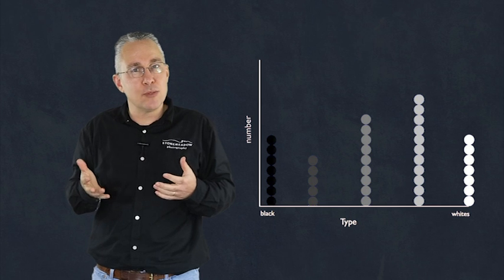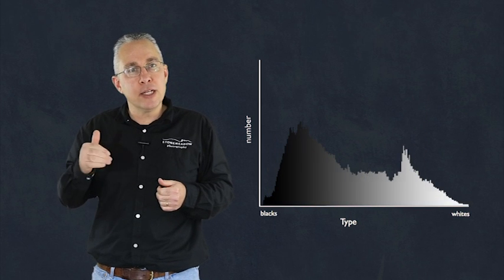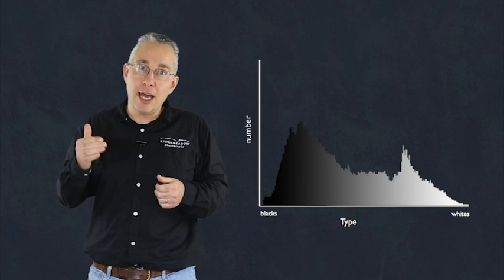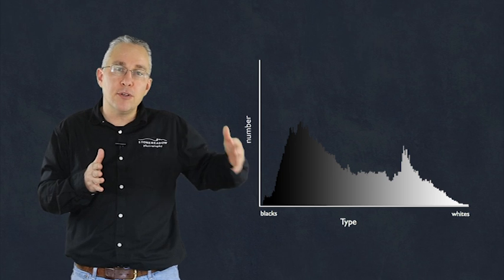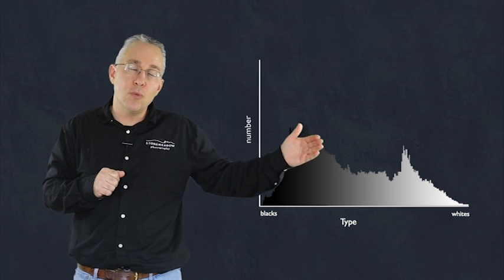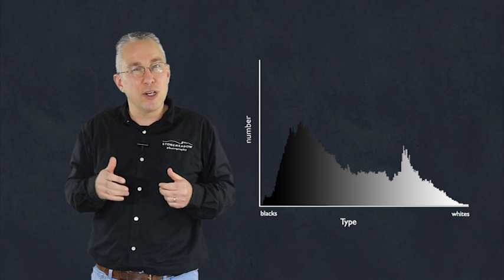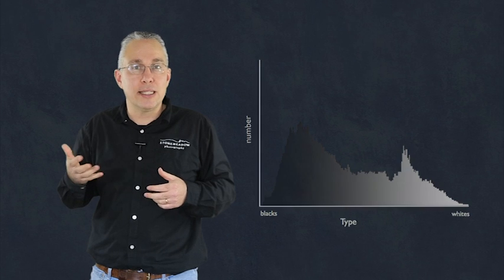And that in essence is what a histogram is. It's a record of how many pixels I have of each shade of grey, starting from the black to the white. To be more correct, it's actually talking about the luminosity of each of those pixels.